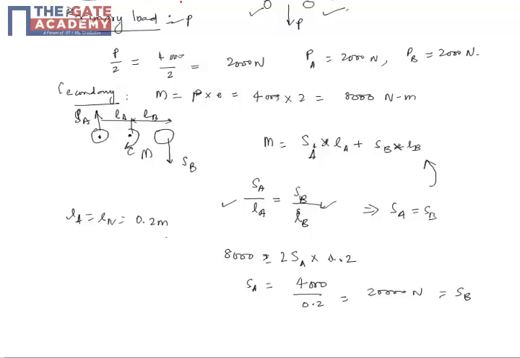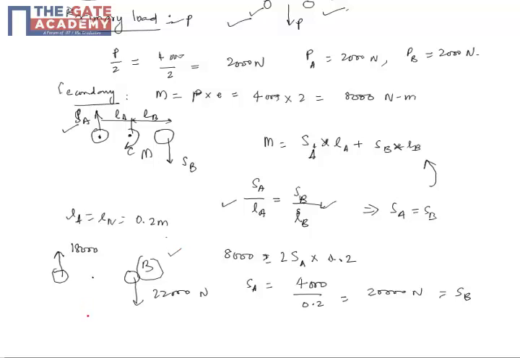Now if you combine the primary load and the secondary load, the total load on bolt A: PA is down but SA is upward. So SA is 20,000 minus 2,000, so 18,000 is the load on A. For B, PB and SB are both down. So 2000 plus 20,000 is 22,000 Newtons on B. So B is the most heavily loaded, and obviously we need to design based on B.